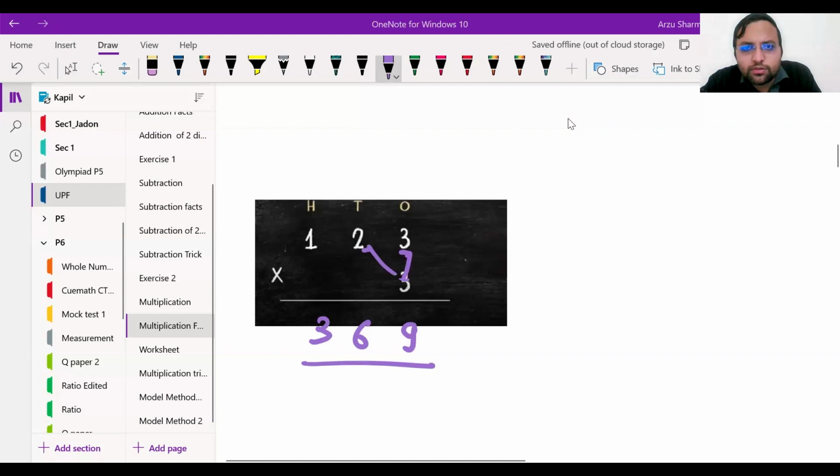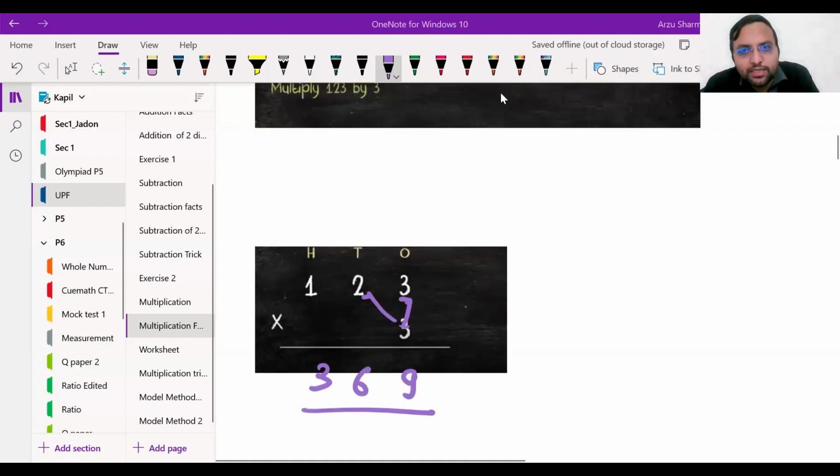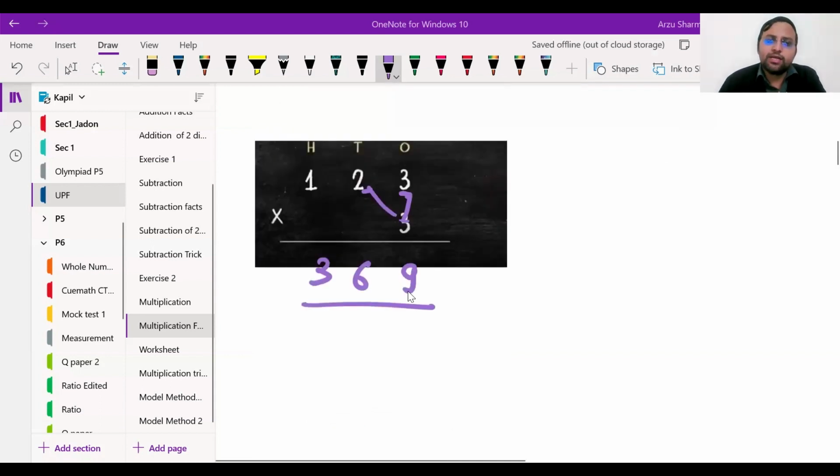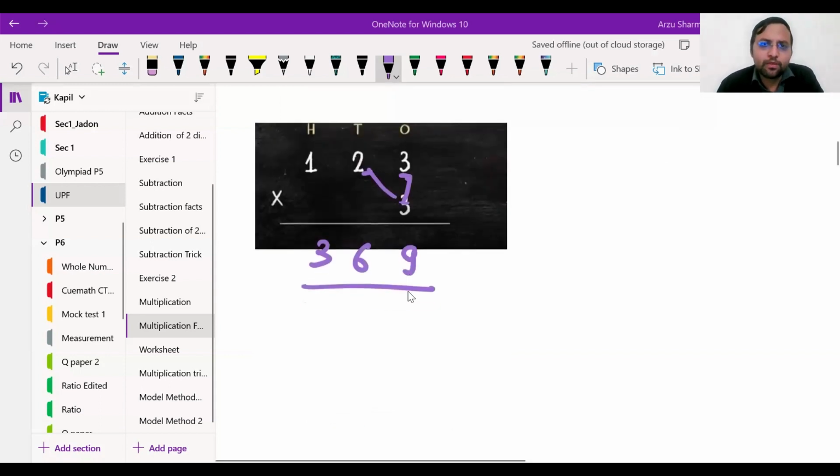So many participants have Ishita as their name, so kindly rename yourself. It's quite confusing for me. I know Sharanya, but since there are too many Ishitas, I don't know which one is Sharanya now. Others, please rename. Yeah, so the answer is 369.